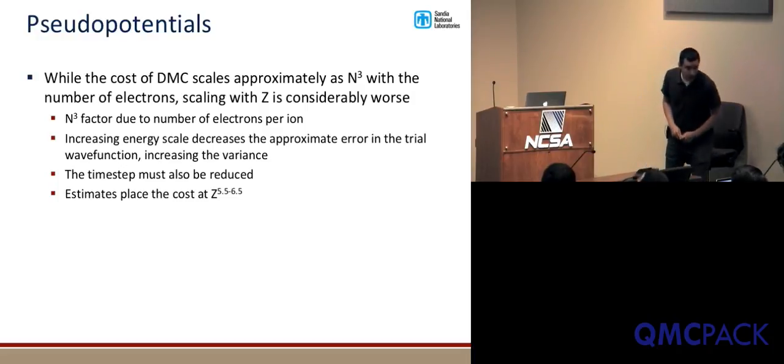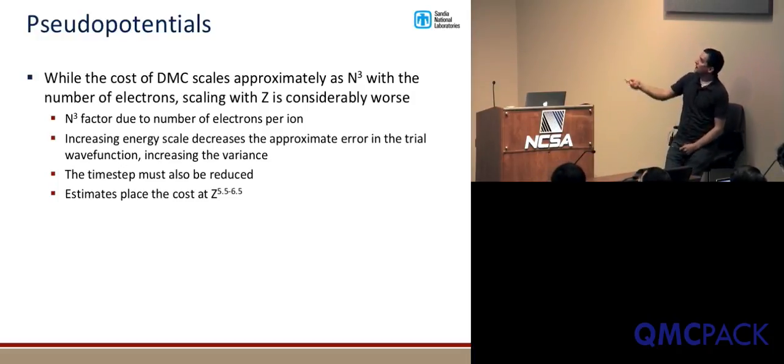Diffusion Monte Carlo, as we've said over and over, for large systems, the cost is going to scale cubically with the number of electrons. Unfortunately, scaling with atomic number for your elements is considerably worse than this. As I go down the periodic table, what happens? First, there's an n-cubed factor due to the number of electrons increasing as Z. Then we've got an energy scale that's increasing. Say the 1s electron is going to be much more energetic for tantalum than it is for hydrogen.